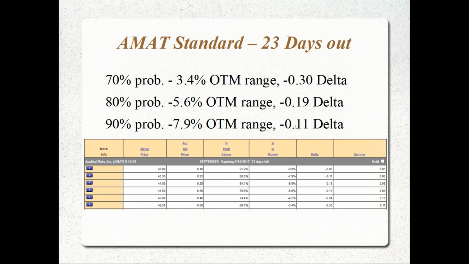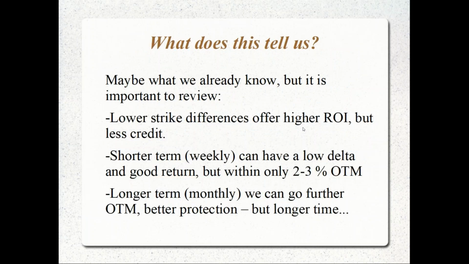And if you're comparing a bull call debit, going in the money, 90% probability would still be at the 8% in the money for the bull call debit spread, the call that you're selling, and buying a deeper in the money one, and you'd have about an 11 delta. It just translates slightly reversed. So why did I want to show this to you? It may be what you already know, but it is important to review. We know the lower strikes offer a higher return on investment, but less credit.